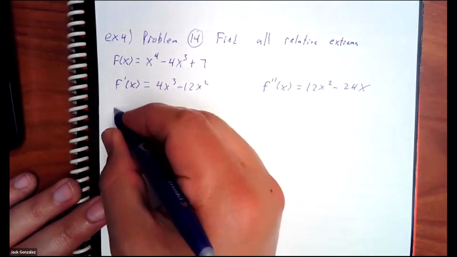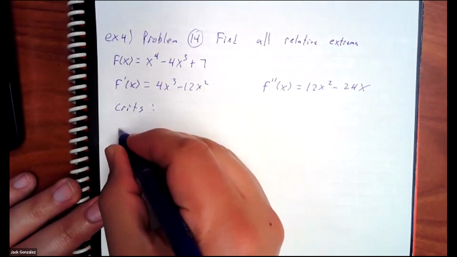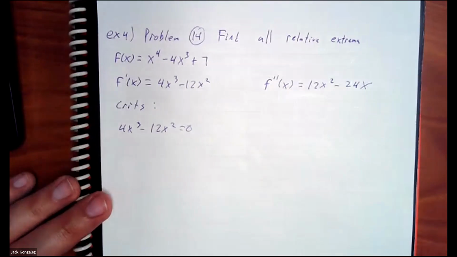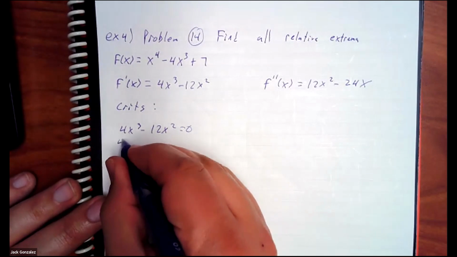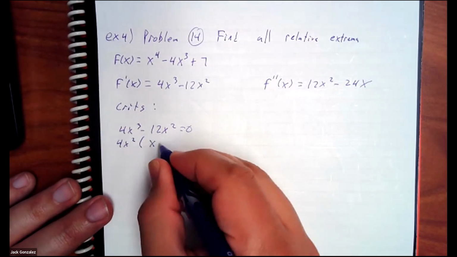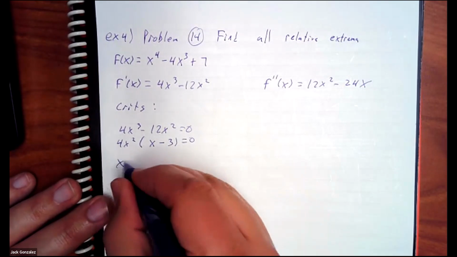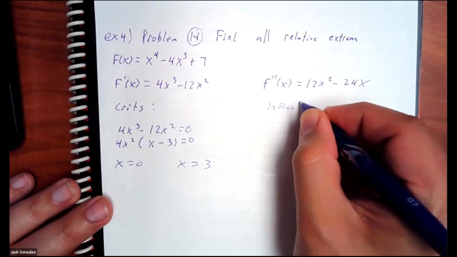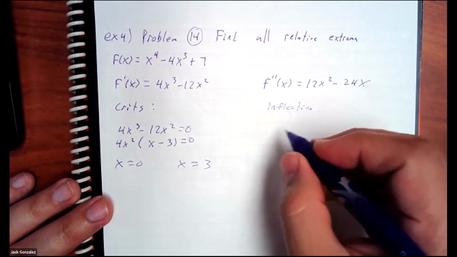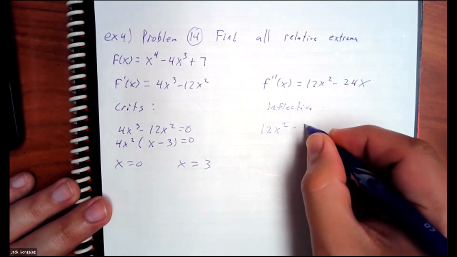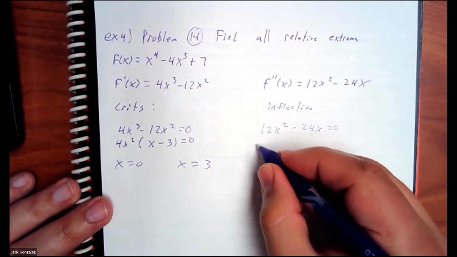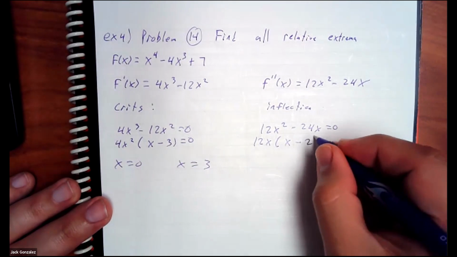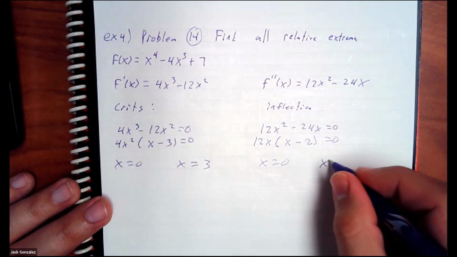Set this to 0 for critical numbers. Factor the 4x squared, and we get x minus 3. So x is 0, x is 3. Now inflection. Set this guy to 0. Factor your 12. That gets us x minus 2. So x is 0, x is 2.